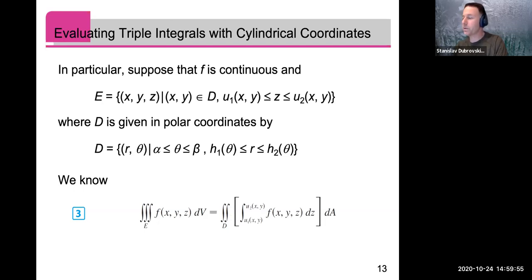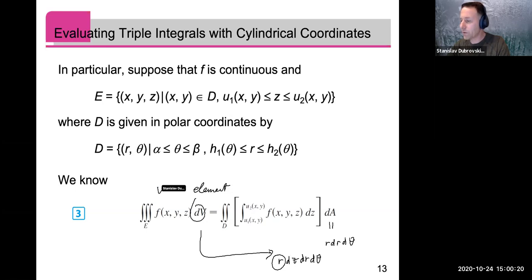Then that's how you will approach it, and use the polar coordinates here to rewrite dA as r dr d theta. So altogether you will end up with r dz dr d theta. So that's the conversion of your volume element. dV is known as the volume element, and that's how it converts. That's the conversion factor, same as with polar coordinates for double integrals, the factor r.